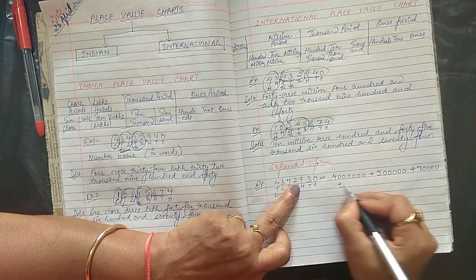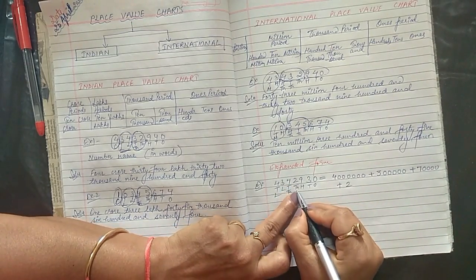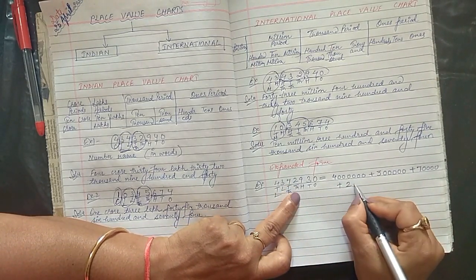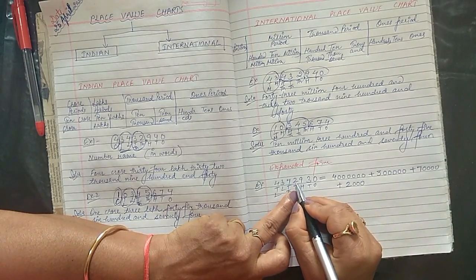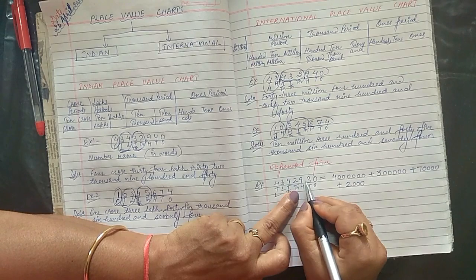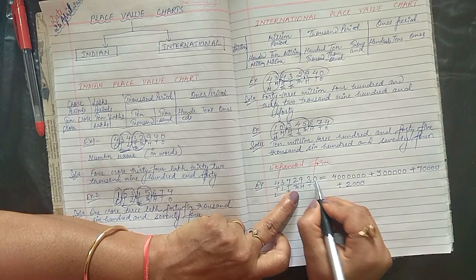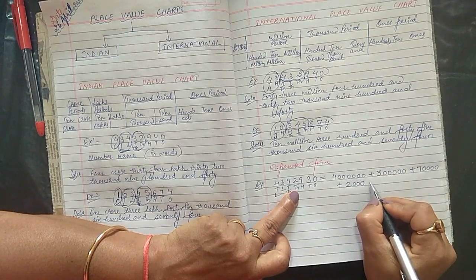See, the next digit is 2. You can check the place value. 2,000, simply write it. Or you can check the digits after this particular digit. After 2, how many digits are there? 1, 2, 3. So you can put 3 zeros over here.